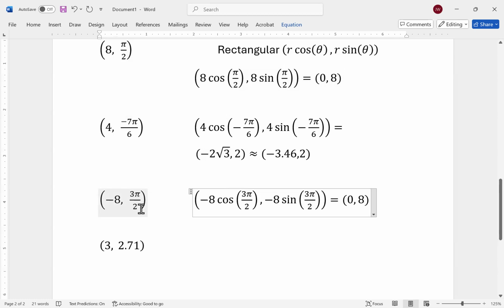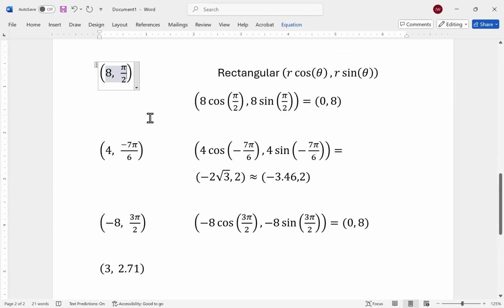This can happen a lot. We can have lots of different angles that give us the same point, because anytime you add on 2 pi, for instance, if you take 8 comma pi over 2 plus 2 pi, you've gone around the whole circle again and ended up at the same point. Pi over 2 and pi over 2 plus 2 pi are coterminal angles, meaning the ray is exactly the same. So you can always add 2 pi, but notice that pi over 2 and 3 pi over 2 are a difference of pi, and here we used a negative r. Let's think about what that means.